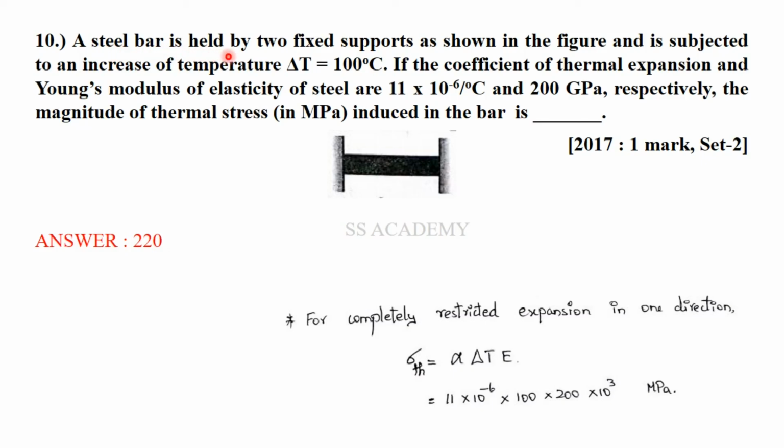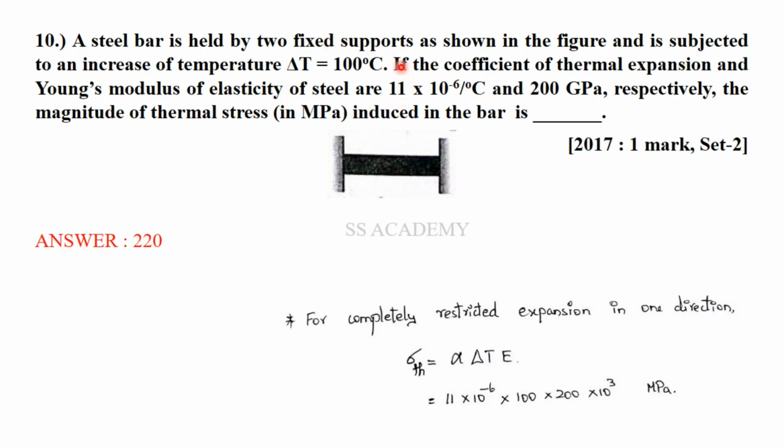A steel bar is held by two fixed supports as shown in the figure, and it is subjected to an increase of temperature delta T of 100 degrees Celsius. If the coefficient of thermal expansion and Young's modulus of elasticity of steel are 11 into 10 power minus 6 per degree Celsius and 200 gigapascal respectively, the magnitude of thermal stress in megapascal induced in the bar is. From the setup, it is clear that it is a completely restricted expansion in one direction. It is a 2017 Set 2 GATE 1 mark question.